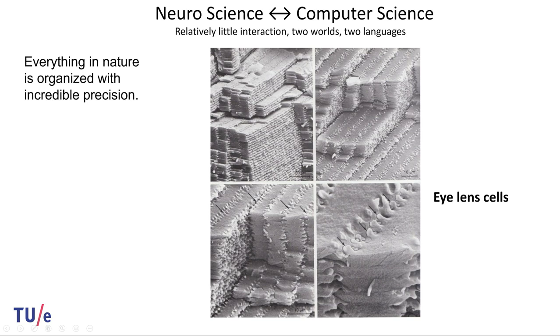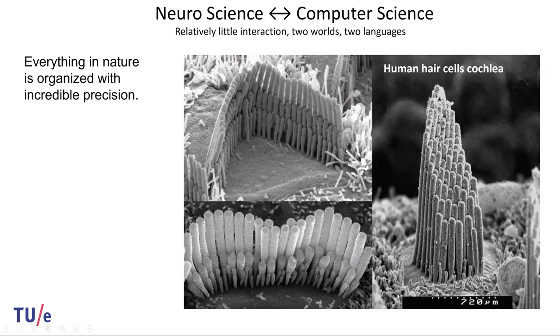An example here, this is an electron microscope image from the cells in your lens. And the lens is flexible, it has to be transparent. And you see that there is incredible detailed stitching of the cells to each other, how they connect to each other and still being flexible. Here we see the inner hair cells that measure the sound vibrations. It's incredibly well organized.